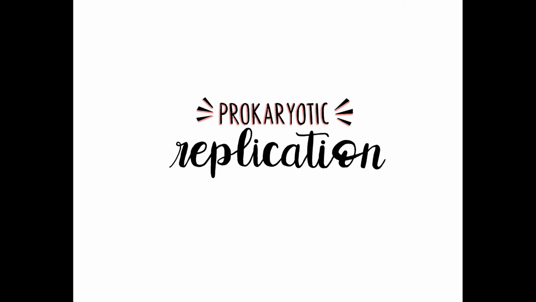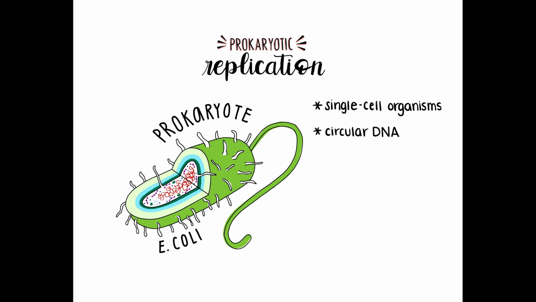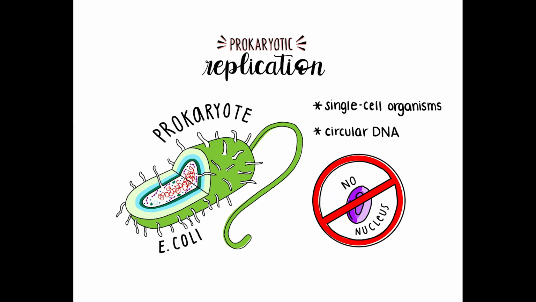To start, we must first understand the basics. Prokaryotes are single-celled organisms such as E. coli that contain circular DNA and lack a nucleus. Moving on to replication, it is defined as the process by which a double-stranded DNA molecule is able to copy itself and produce two identical daughter DNA molecules. This process forms a part of the central dogma along with translation and transcription.